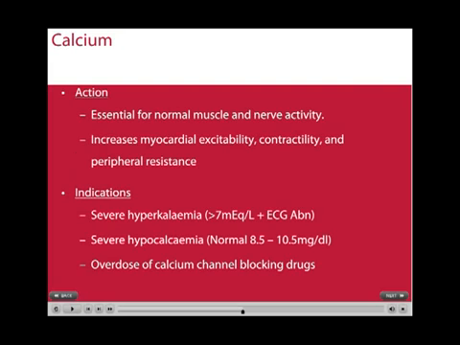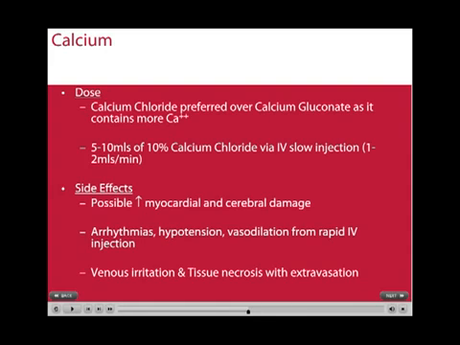Calcium is essential for normal muscle and nerve activity, and it increases myocardial excitability, contractility, and peripheral resistance. In cardiac arrest, its indications are for severe hyperkalemia greater than 7 millimoles, severe hypocalcemia, and overdose of calcium channel blocking drugs. In cardiac arrest, calcium chloride is preferred over calcium gluconate as it contains more free calcium. 5 to 10 mls of 10% calcium chloride is given via slow IV injection, 1 to 2 mls per minute. Possible side effects include increased myocardial and cerebral damage, arrhythmias, hypertension, vasodilation from a rapid IV injection, some venous irritation, and severe tissue necrosis if extravasation of the calcium chloride occurs.